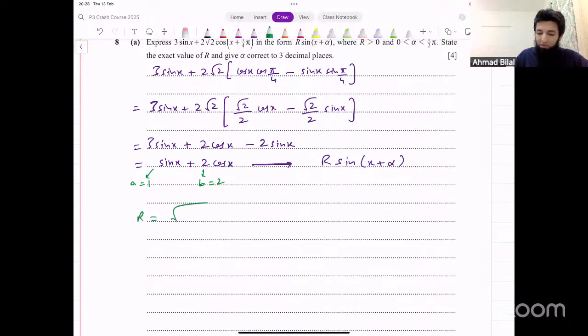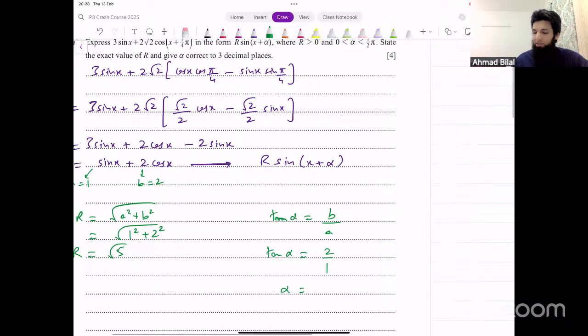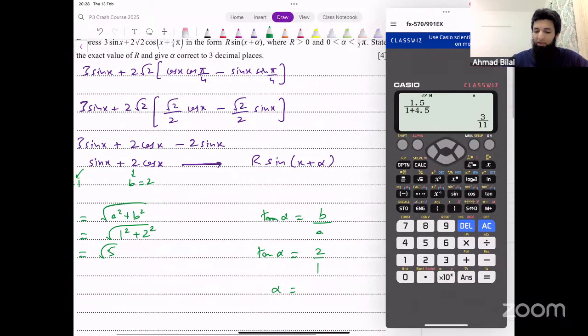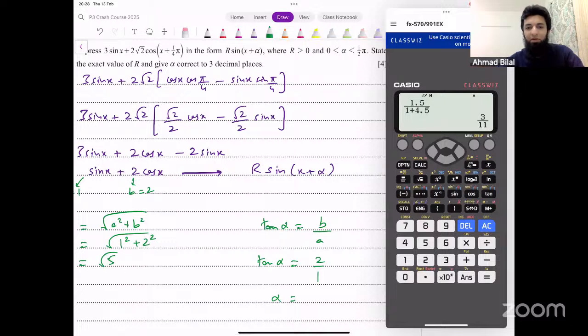R equals square root of A squared plus B squared, which gives us square root of 1 squared plus 2 squared. R equals square root of 5. And then tan of alpha equals B over A, which is 2 over 1. Alpha equals tan inverse of 2. Keep in mind that alpha is supposed to be in radians. Okay, so make sure your calculator is in radian mode for this.